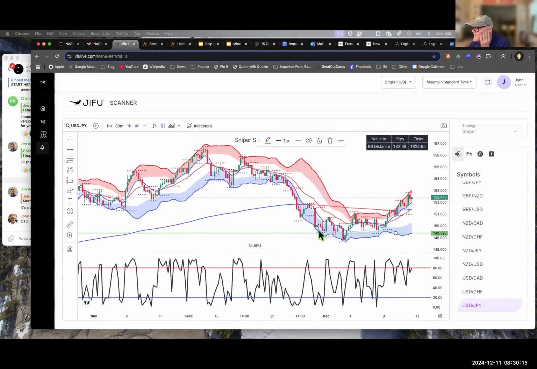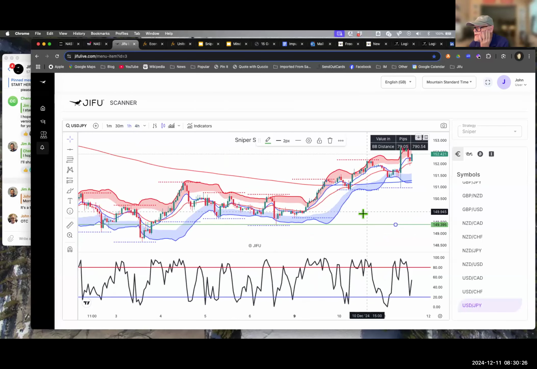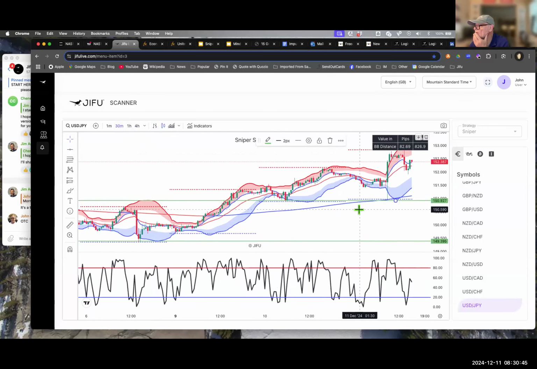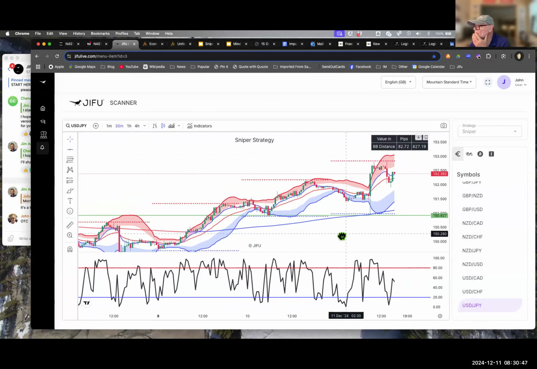So here's a support line here. We did go down through it here, but this is a 4 hour. Let's go down and see where we got some other good levels. Yeah, probably pop another one around here on the 1 hour. Let's go to 30-minute and see what we've got here.